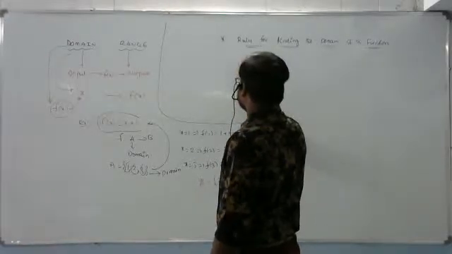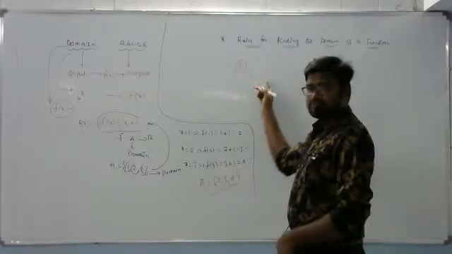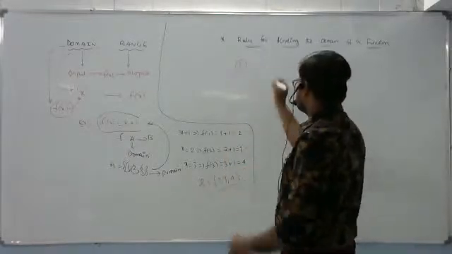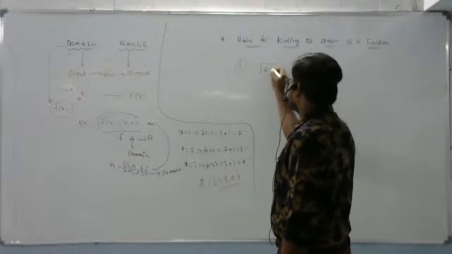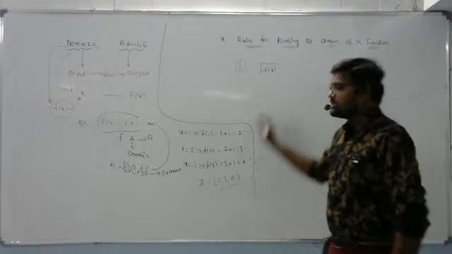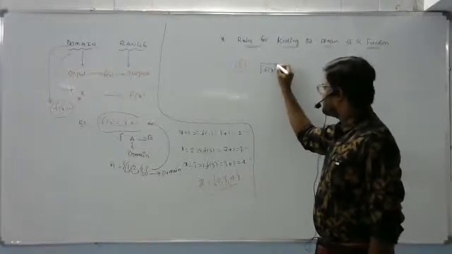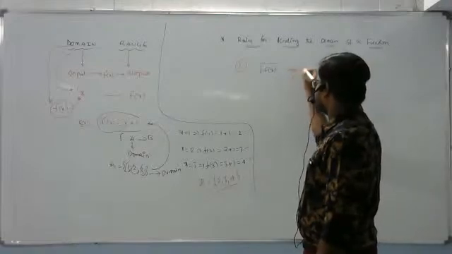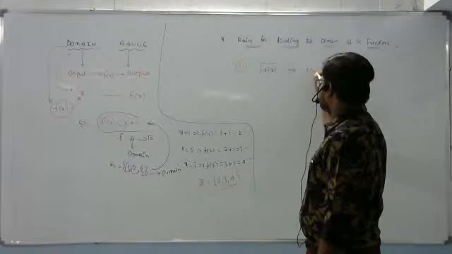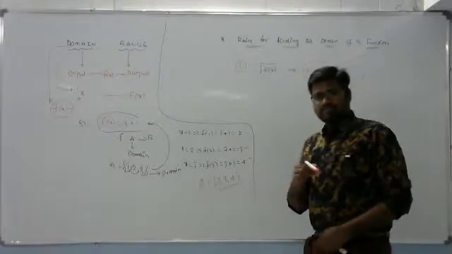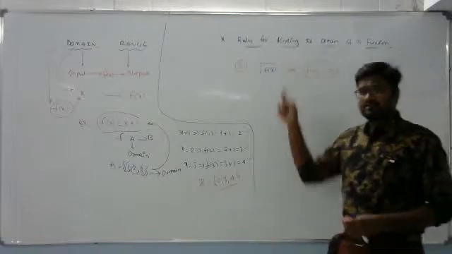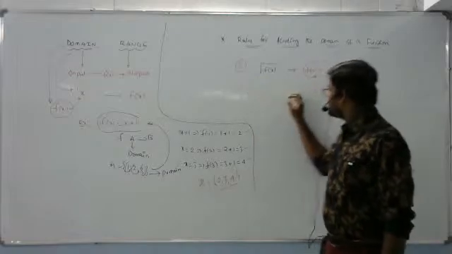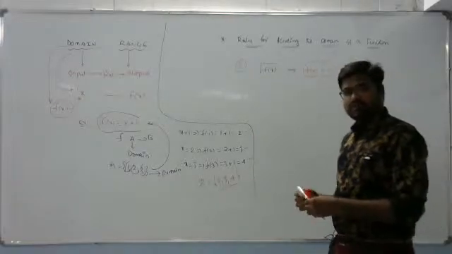First one, and a very important one: when the given function is under a square root. For example, if I have root f of x, square root of anything, and we know that square root is defined only for non-negative values, right? So whenever you have square root of something, that something should always be greater than or equal to 0. This is the first rule you should remember while determining the domain. Understood? So root f of x means that f of x is always greater than or equal to 0.